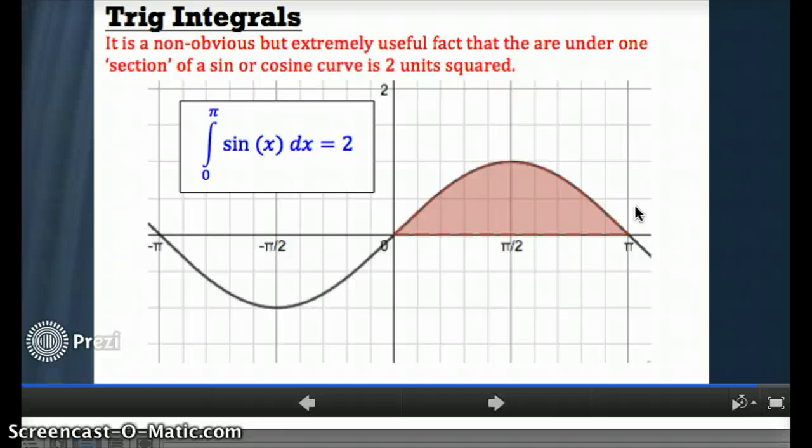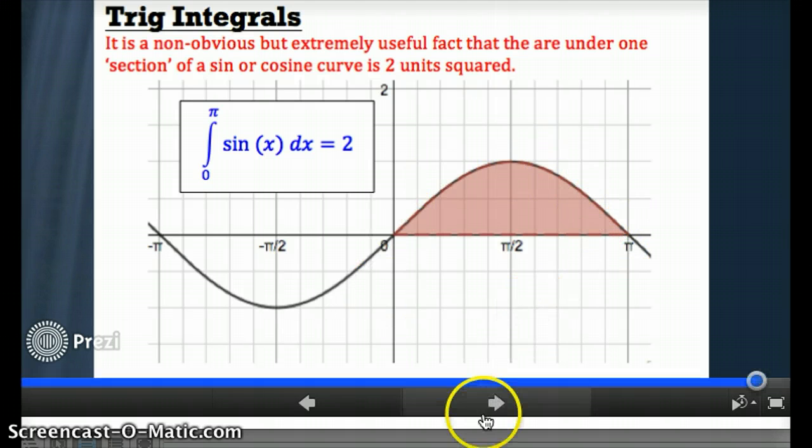But if you take this fact, you can then use it to calculate a whole bunch of other integrals, also using the fact that both sine and cosine are symmetric. Sine, of course, is symmetric around the origin, cosine around the y-axis, but in general, this shape is symmetrical.